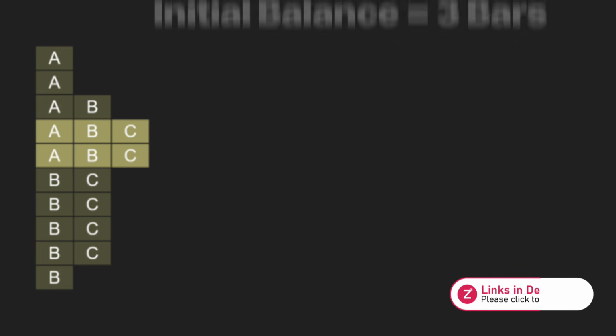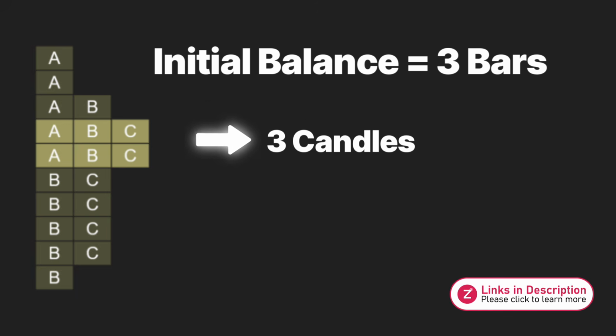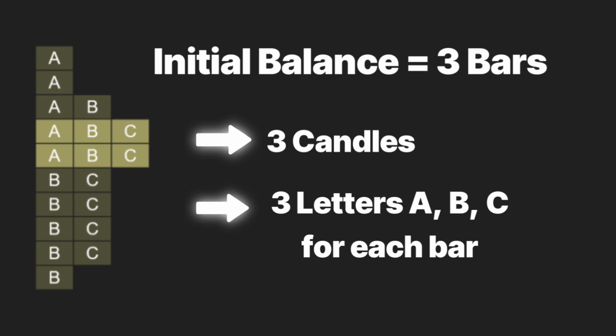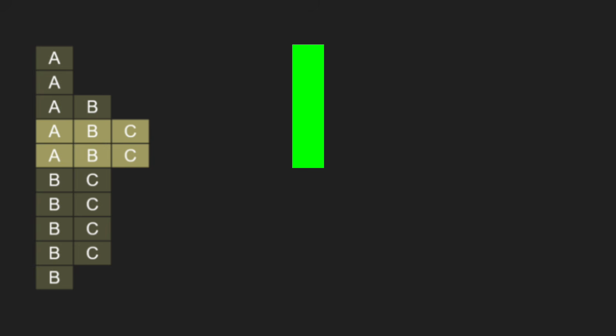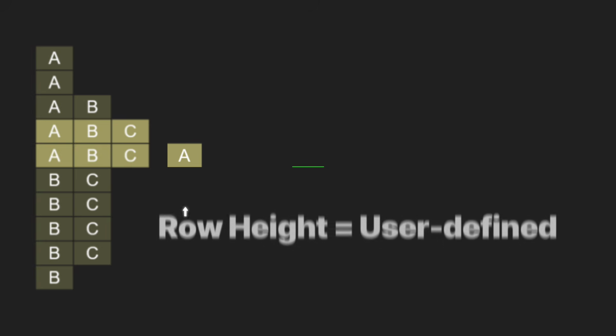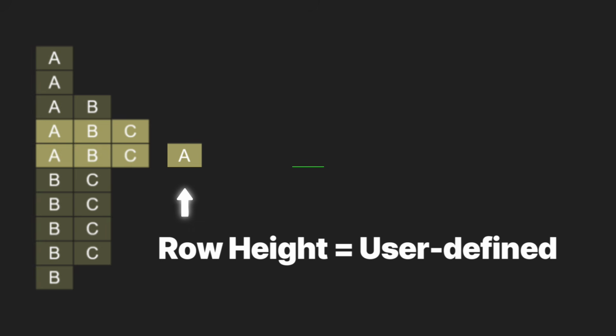The number of letters appearing in the TPO chart depends on how many candles are used to form the initial balance. For example, if the initial balance is formed from 3 candles, then the TPO chart will have 3 corresponding letters, like A, B, and C. Each candle corresponds to a unique letter. The process of forming a letter starts as soon as a candle begins to form. When the first tick of the candle appears, Flex TPO will draw the first letter on the left.